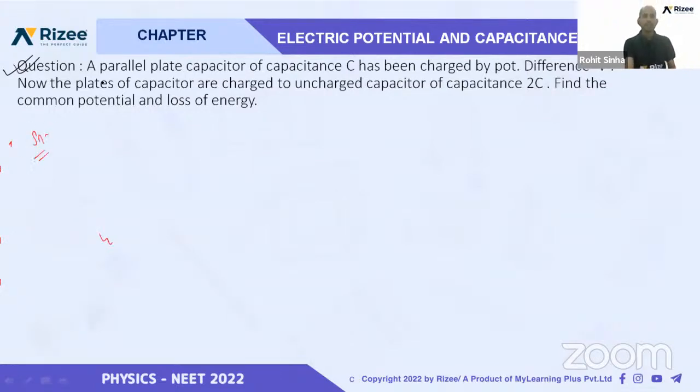Let us see. It is telling that a parallel plate capacitor of capacitance C has been charged by a potential difference of V. It is given that a parallel plate capacitor is charged by a voltage V.